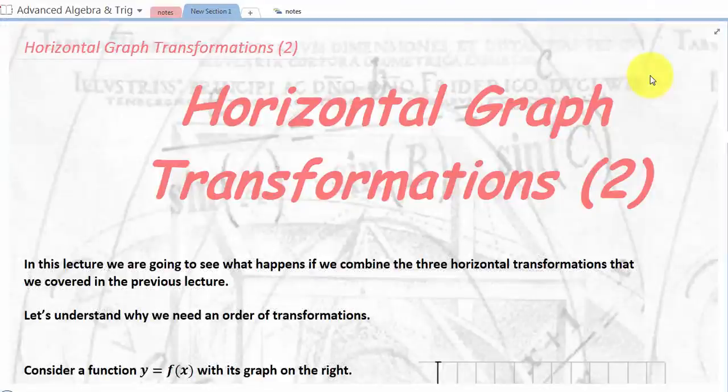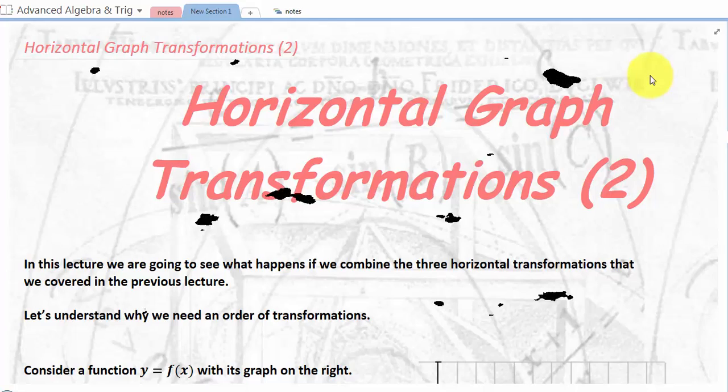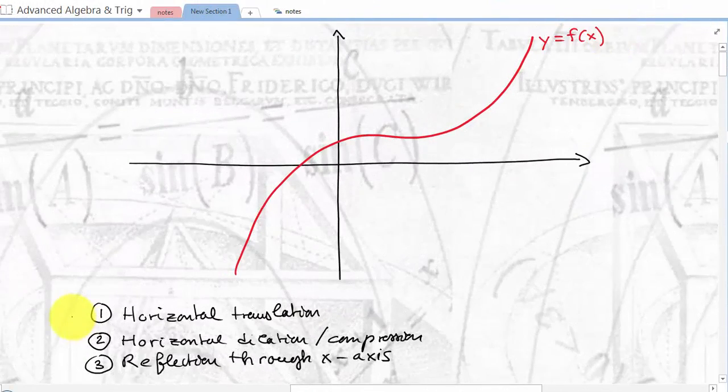In yesterday's lecture, we looked at three types of horizontal transformation of the graph of a function. In this lecture, we're going to combine these three types of transformation. Let's recall the three types of transformation first. So here are the three types of horizontal transformation we've looked at yesterday.